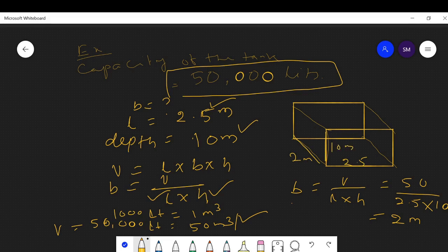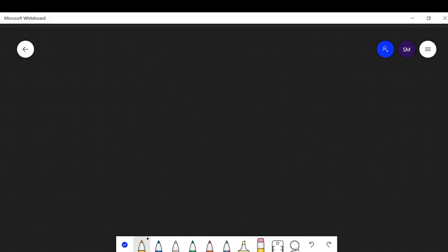Okay. Then another question. I have already told you students, please practice all your worksheet and ask me your doubts in my comment box. Here the question says, how many 3 meter cubes can be cut from a cuboid measuring 18, 12, 9?